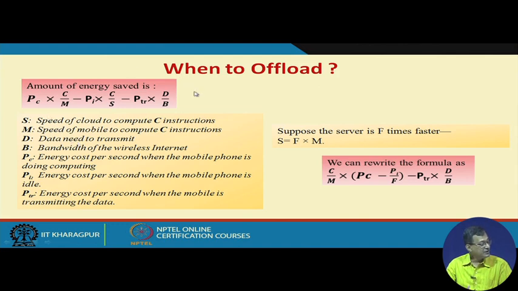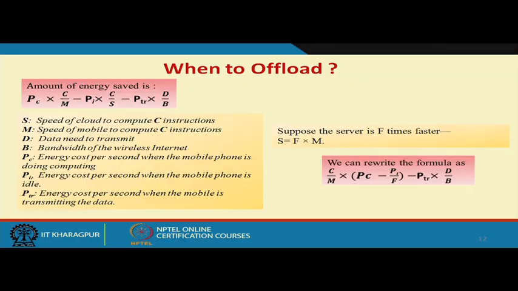So, if we offload, this is my overall ballpark figure. This should be a positive number. It says that I save energy. This was my energy consumption. If I offload, this consumption is not there, and this is the saving of energy. Or if I say the cloud server is f times faster, then I can look at S equal to f into m.